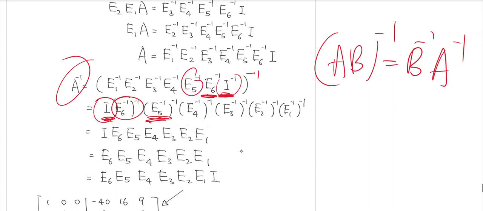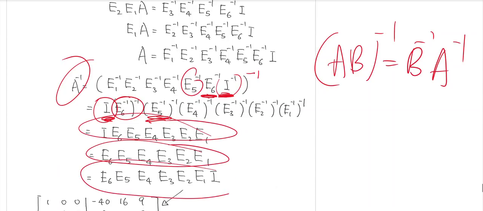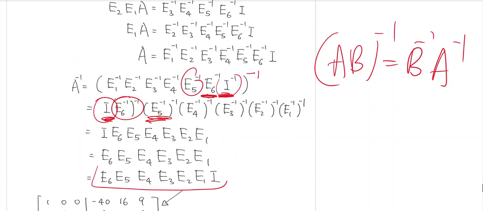And because I is the identity matrix, this product is the same as this product. It's also the same as this product. I is like 1, right? So you can multiply 1 anywhere, and you still get that. Now, right here, you will see that A inverse is the product of all these elementary matrices in this order. 6, 5, 4, 3, 2, 1.